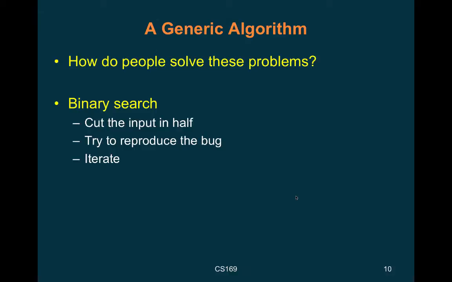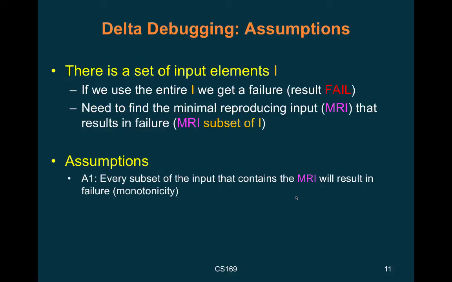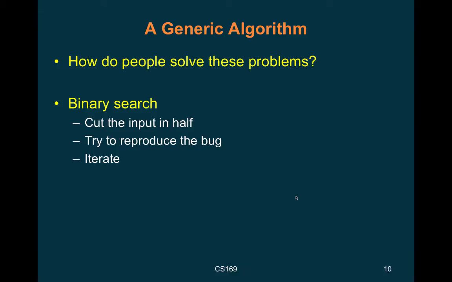And I assume the others who raised their hand earlier probably thought of similar things. So essentially, we cut the input in half and try to reproduce the bug. If you can reproduce the bug, we iterate on a smaller input and keep going until we find our problem input. Okay, well, it's not quite so easy in practice.